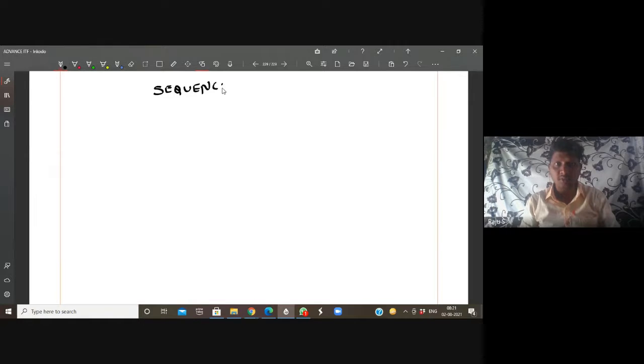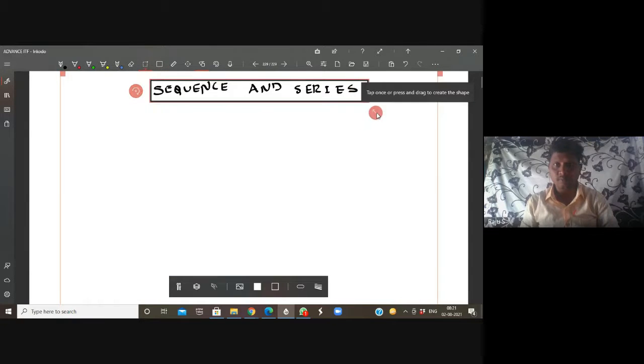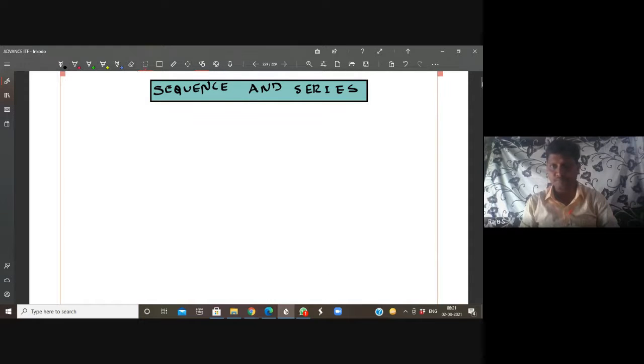So in NCERT, we should discuss the basic concept. Sequence and series, right? So in every subject, first we should complete that NCERT, then we'll go for OBT, right?